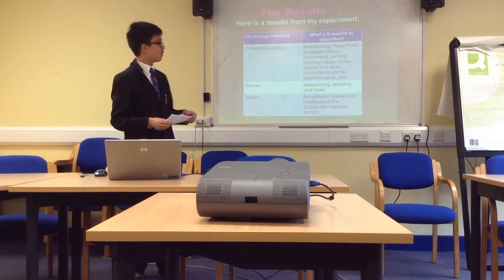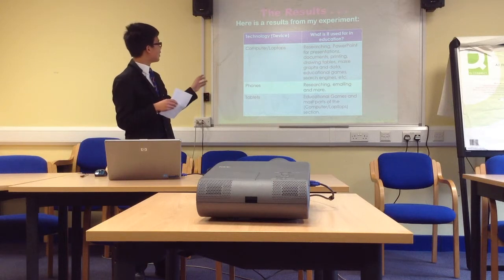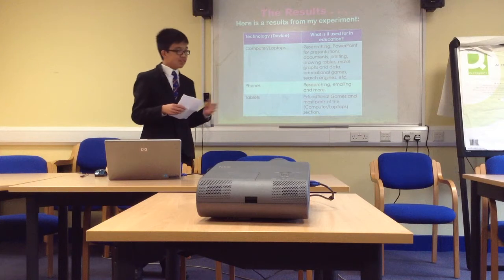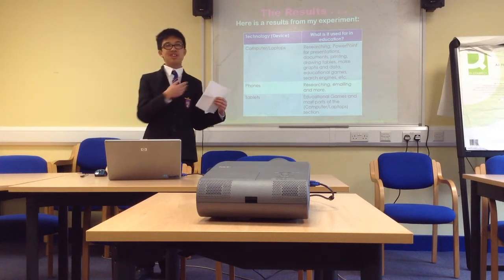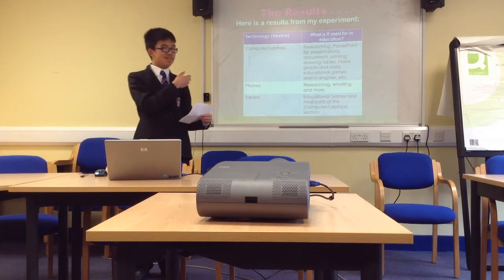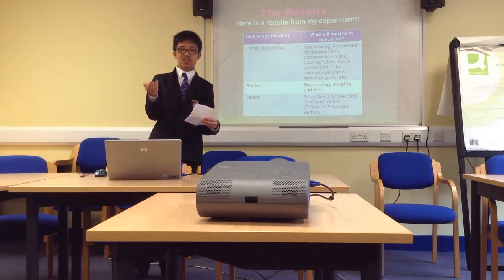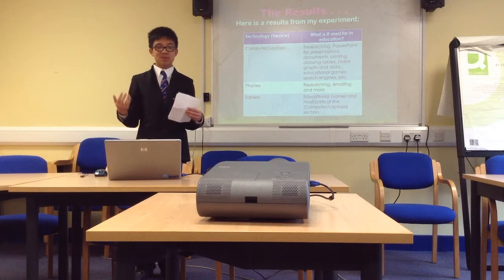So, well, before I say what it is used for, I'll put it in a table, technology on the left side, and what it is used for in education on the right side. So for computers and laptops, I've used, well, there are lots of things, since it's more systematic than other technology, like researching, PowerPoint presentations, drawing tables, printing documents, and search engines, and more.